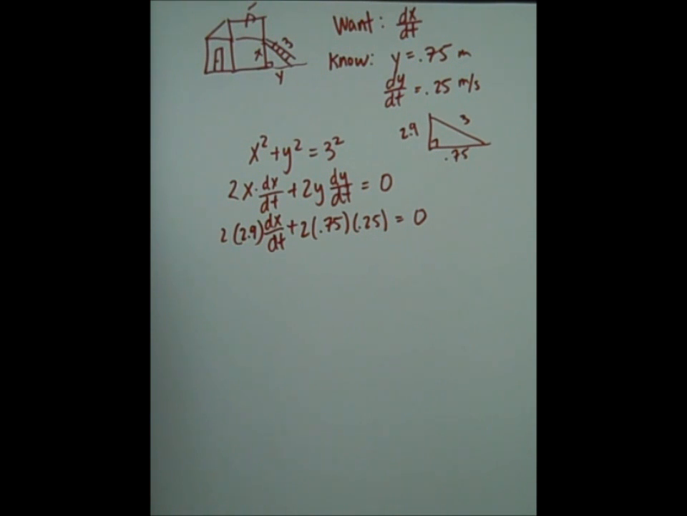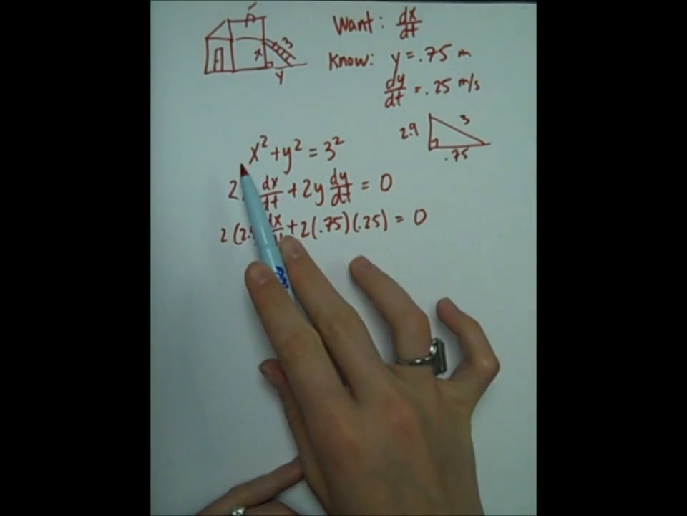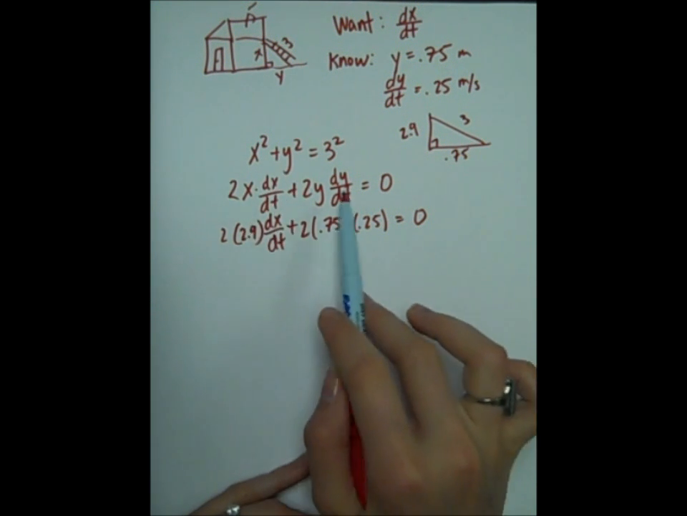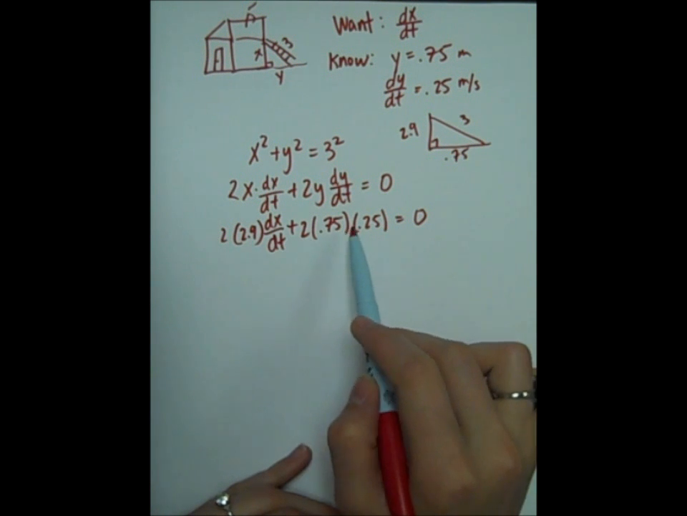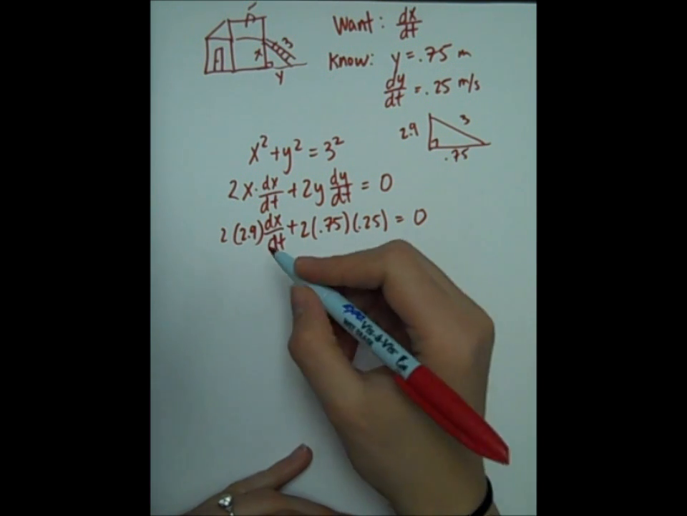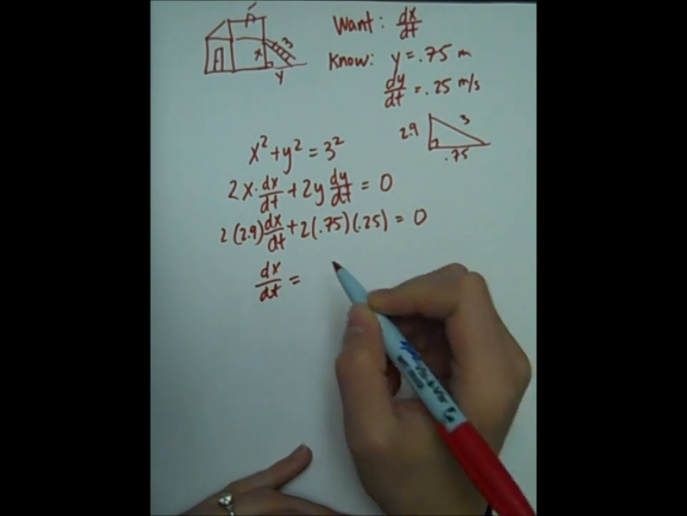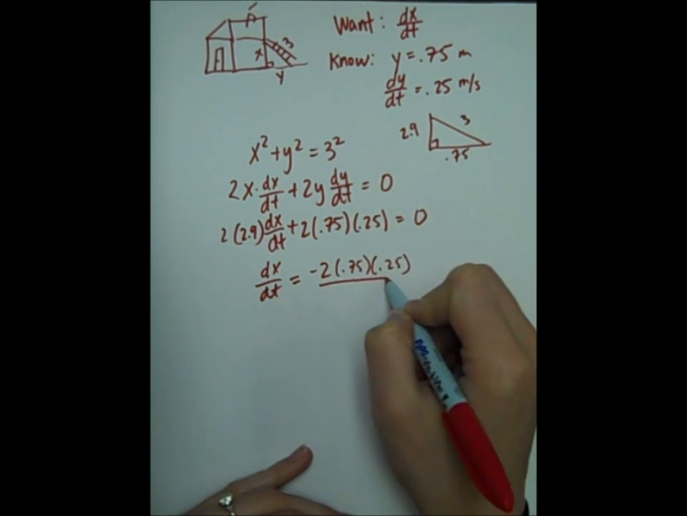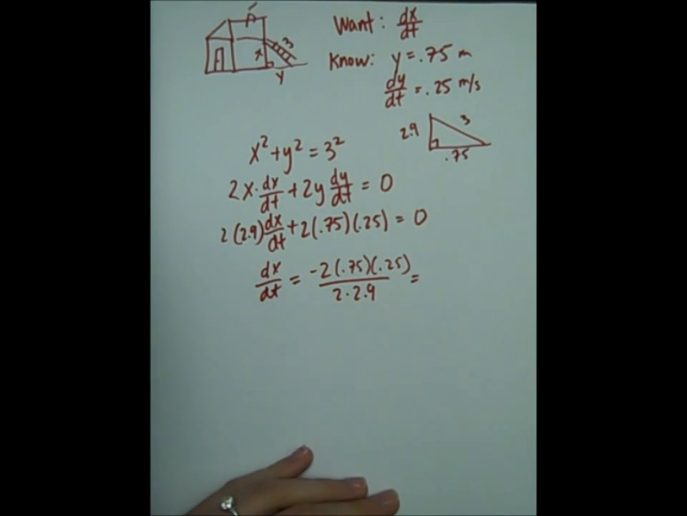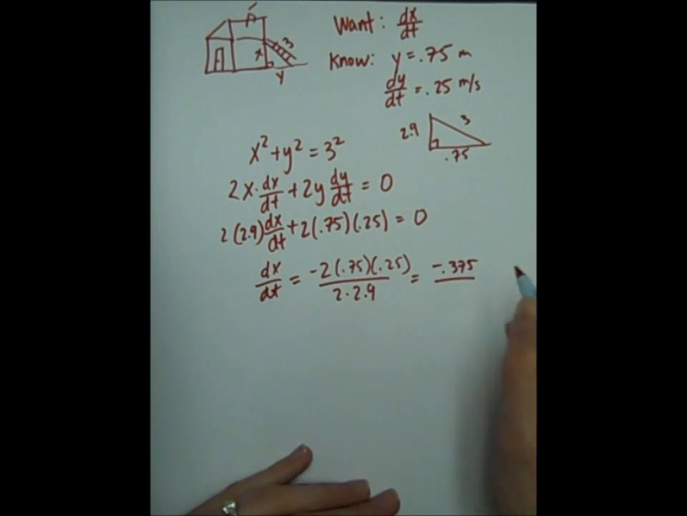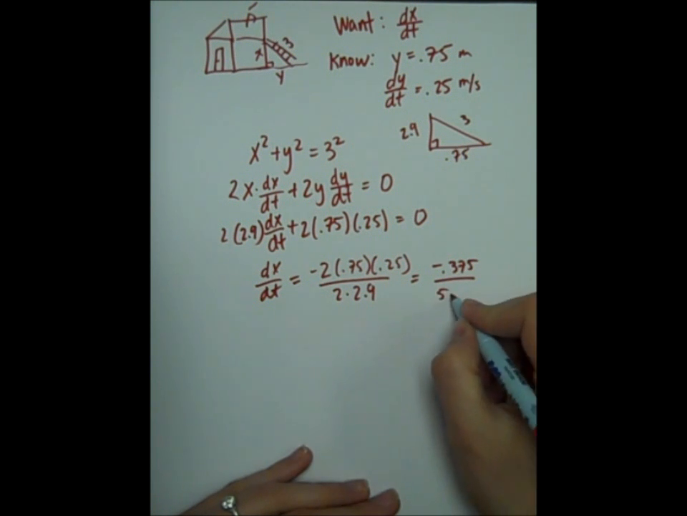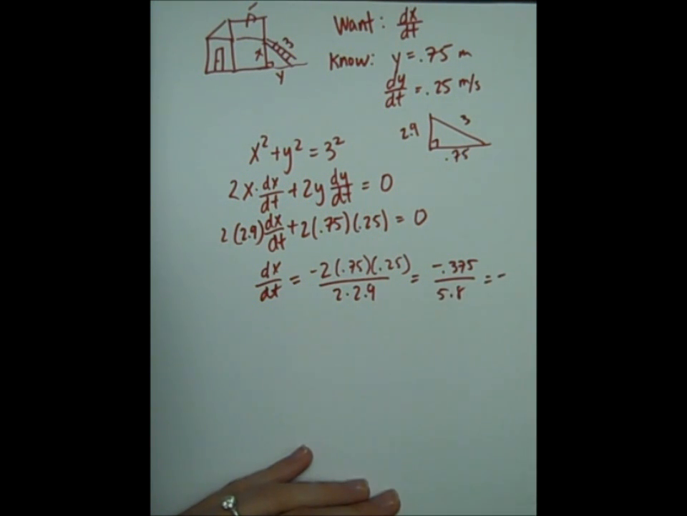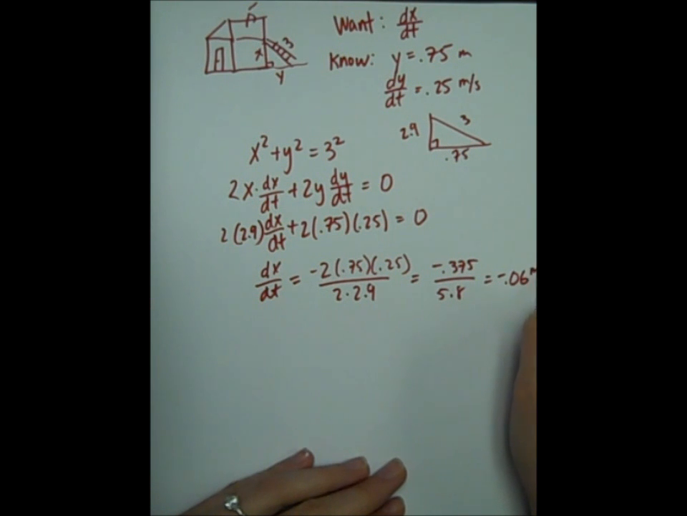So what I was able to do here is find the relation, which was the Pythagorean theorem, take the derivative using implicit differentiation, then plug in everything that I knew. I had to solve for x, but that's okay. Now let's actually figure out what dx/dt is. So I'm going to subtract this to the other side, divide by 2 times 2.9. Negative 2 times 0.75 times 0.25 gives me negative 0.375 over 2 times 2.9, which is 5.8. So I get negative 0.375 divided by 5.8, negative 0.06 meters per second.